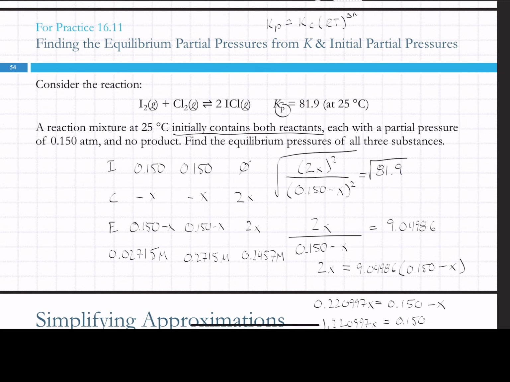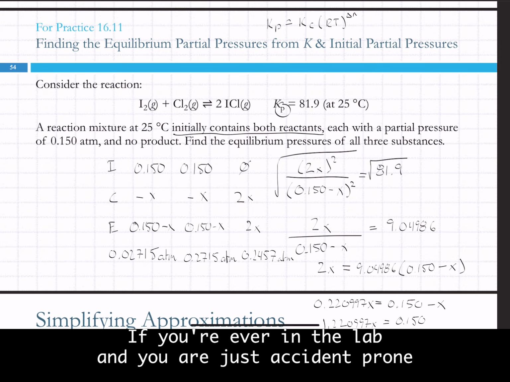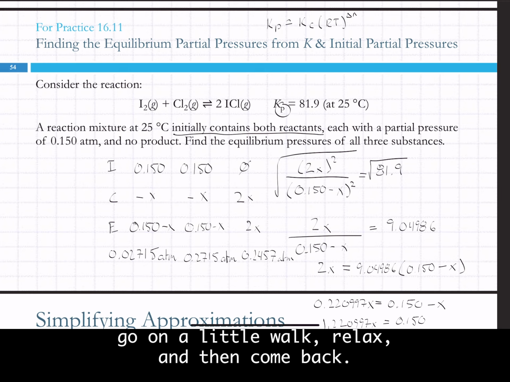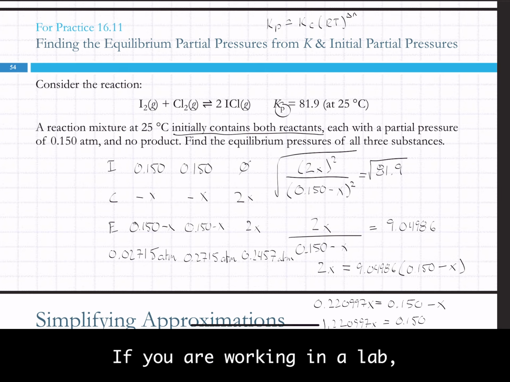Because I'm not paying attention. It's a good thing I'm not going skydiving today. Or doing a lab. That's probably good. Some days you wake up and you're just accident prone. And life advice, if you're ever in the lab and you are just accident prone that day, take a break. Go get a drink of water, go on a little walk, relax, and then come back. If you are working in a lab, then maybe take the day off.